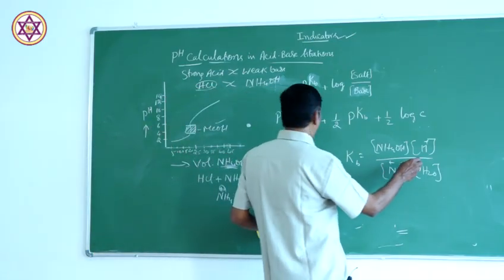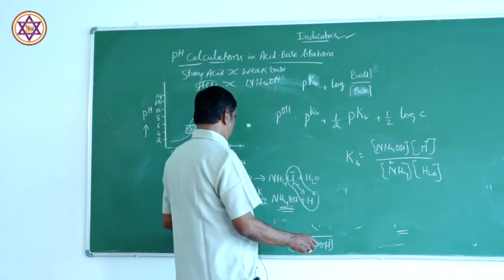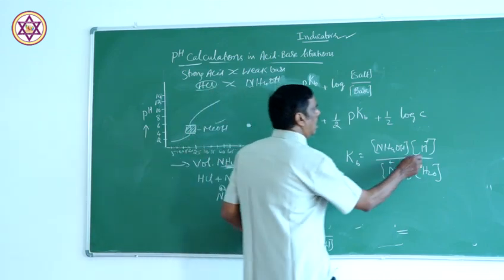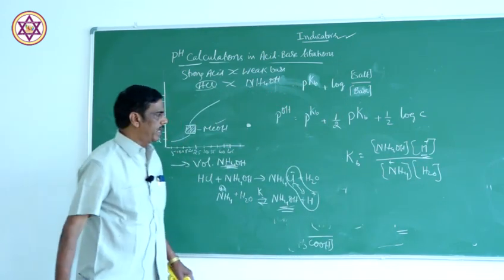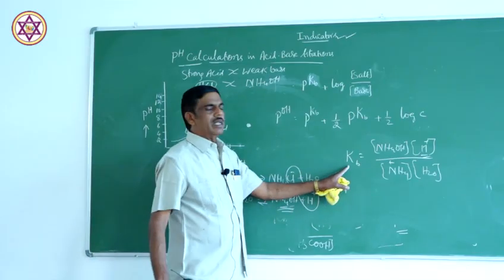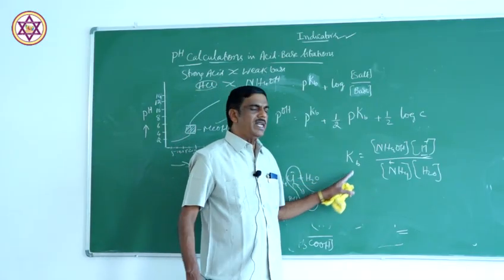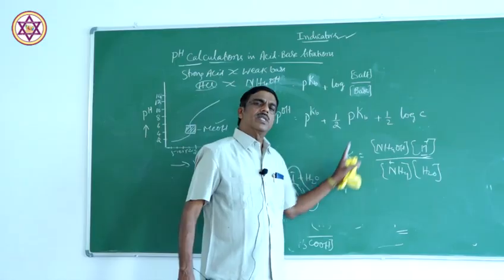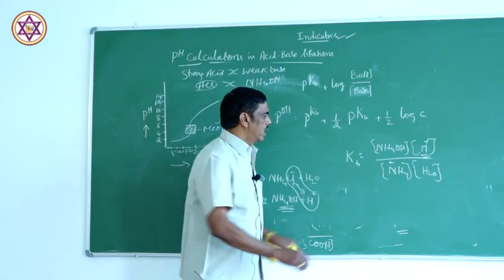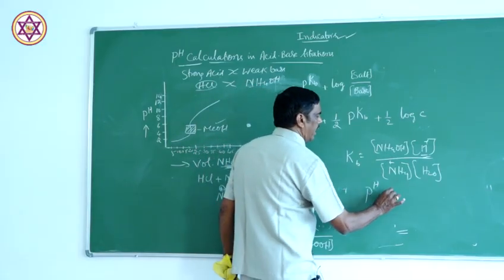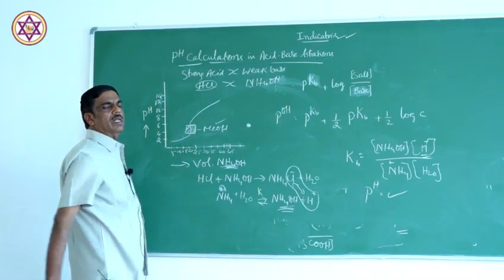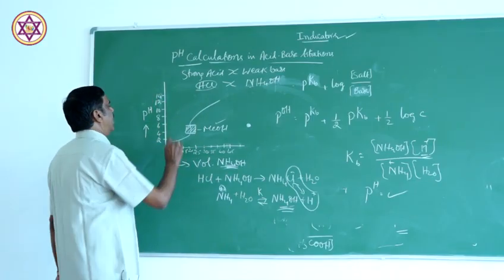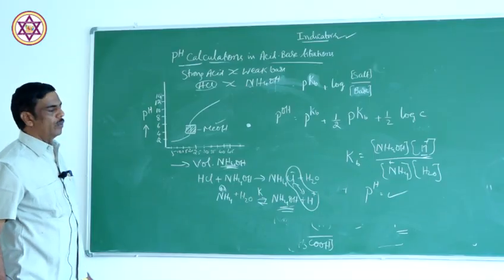Therefore, we can calculate the pH of this titration. For the pH calculation, you can take the negative logarithm to the base 10 on both sides, change this towards this side and convert that into pH. Therefore, pH can be calculated as shown earlier. So the pH of this solution at neutralization can be calculated, and it will be between 4 and 6.